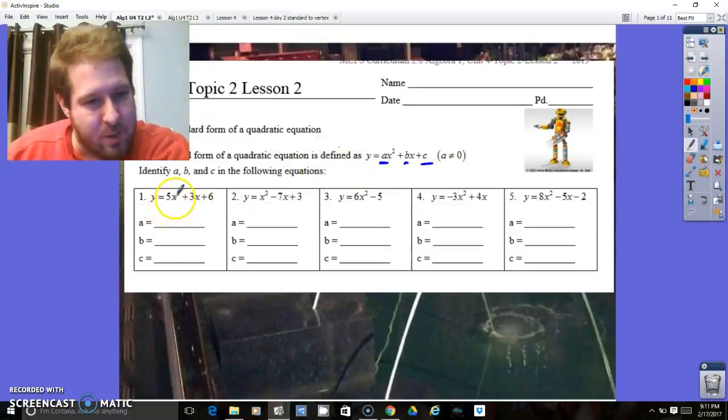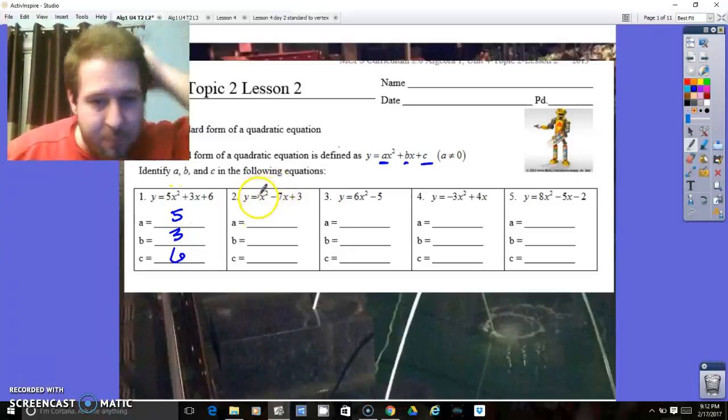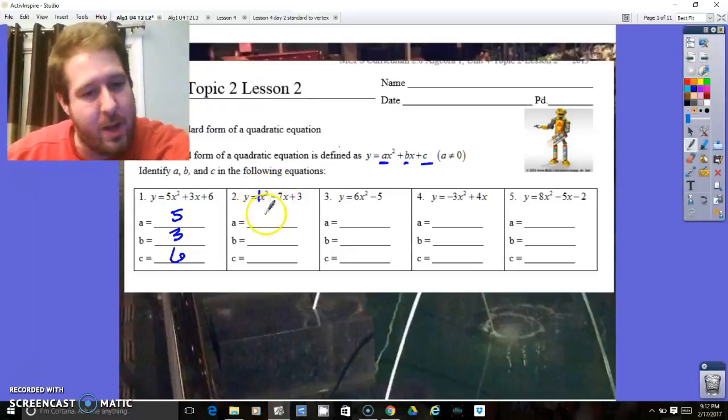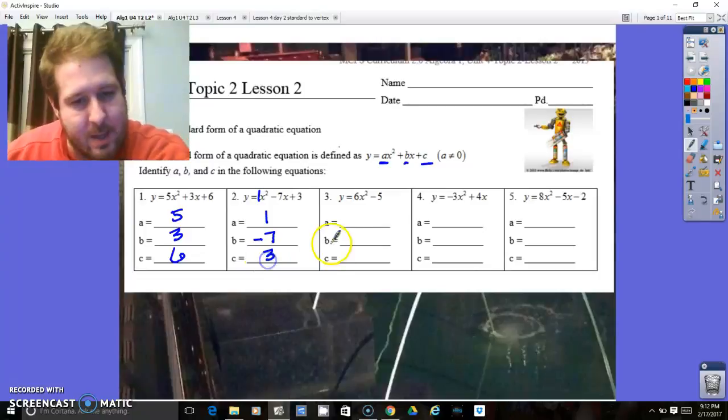So a, the coefficient of the x squared, is 5. B is 3, and C is 6. So it's already in order anyway. Whenever there's no coefficient, then the coefficient is 1 because there's 1x squared here. -7 would be the x's coefficient, and 3 is the constant.